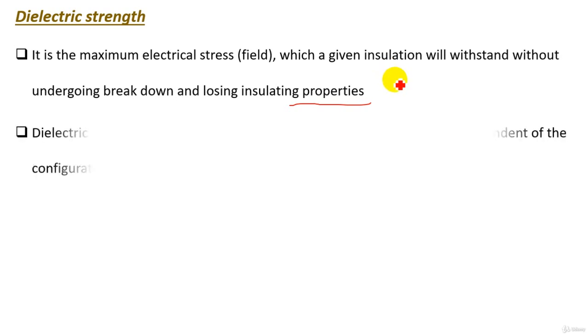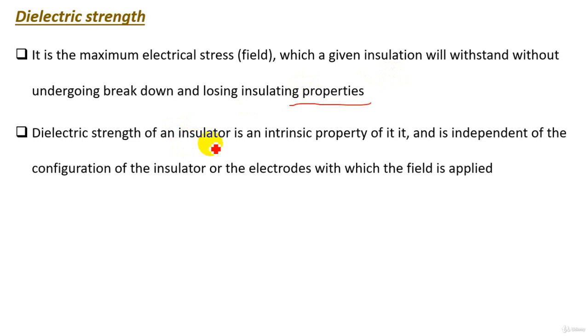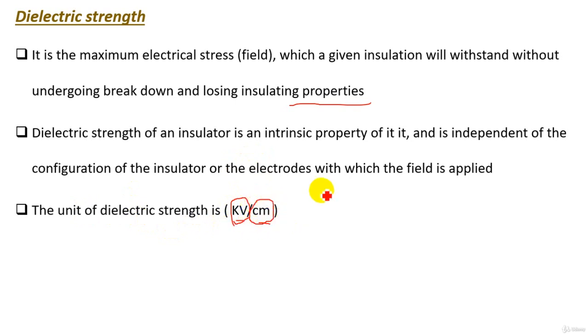Dielectric strength of the insulator is an intrinsic property of it, and it's independent of the configuration of the insulator or the electrodes with which the field is applied. So it's a special property for a given insulator. The unit of the dielectric strength is kilovolt per centimeter, as it depends on the voltage between the two plates and the separation between the two plates.